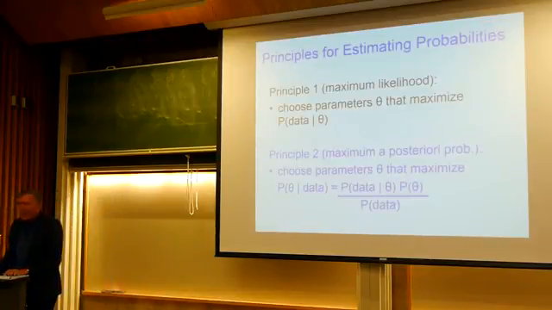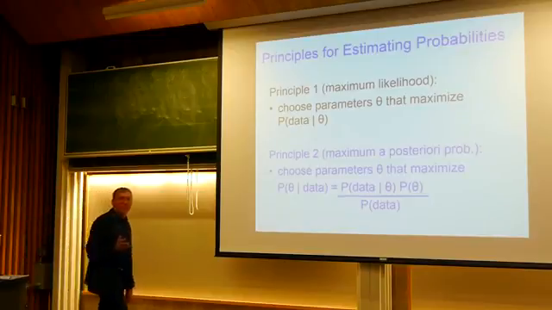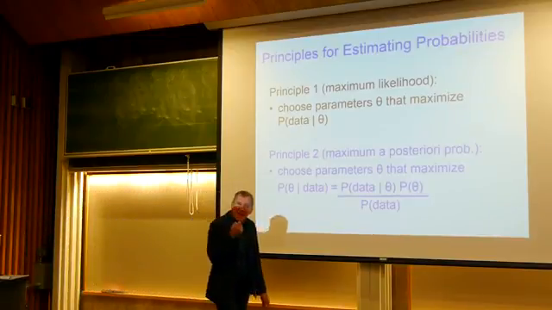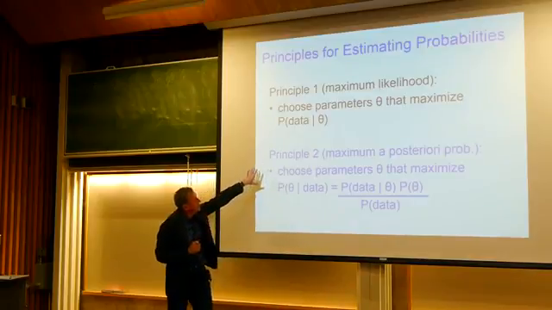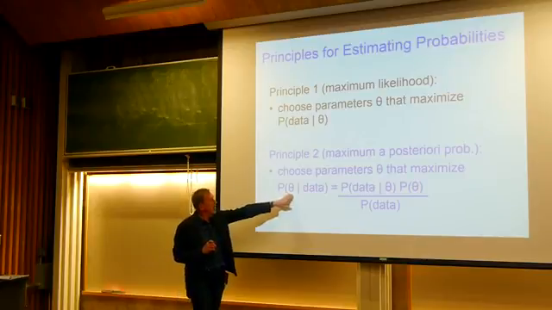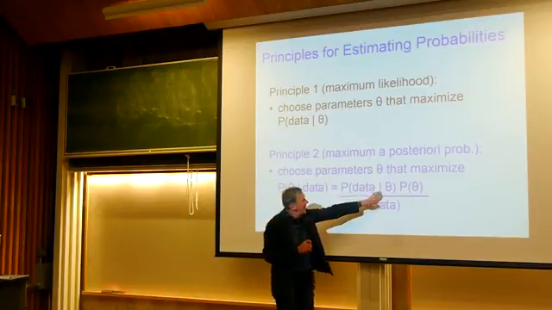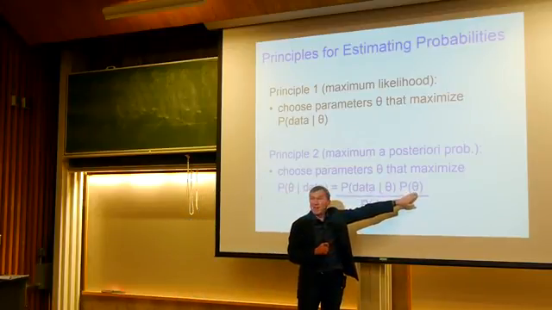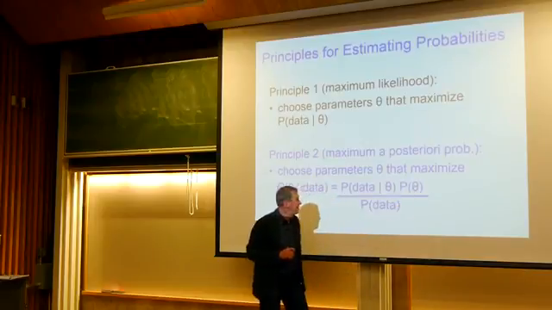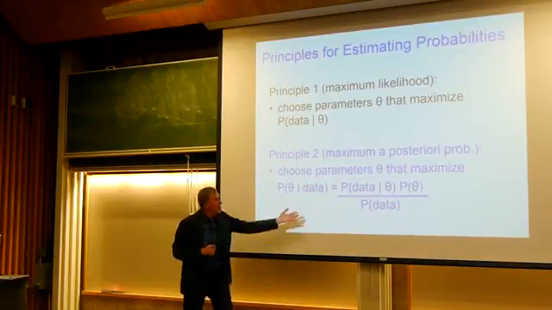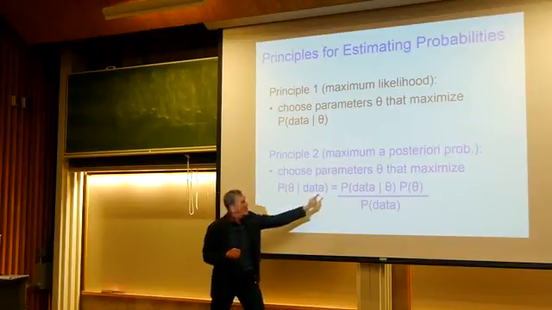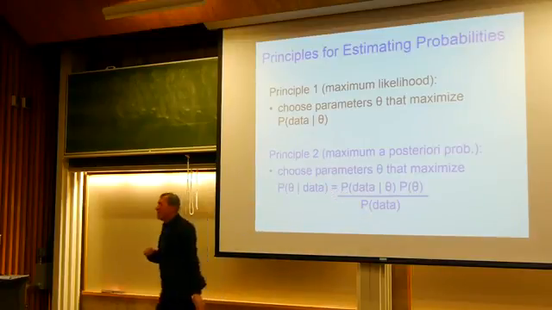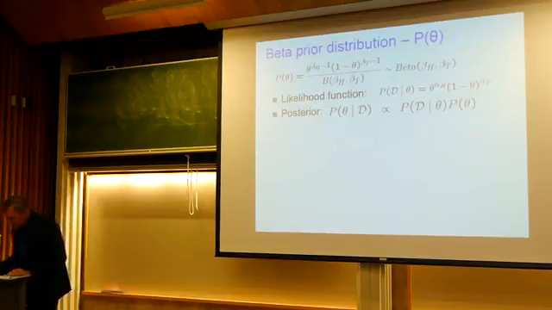Okay, so let's look at our second principle. This idea of hallucinating examples and adding them in. Well, principle number 2 says that we could choose parameters that maximize the probability of theta given the data, assuming that we do have some prior that we want to put on theta. And then we can use Bayes' rule and solve for the theta that maximizes this quantity. So let's take a look at that.